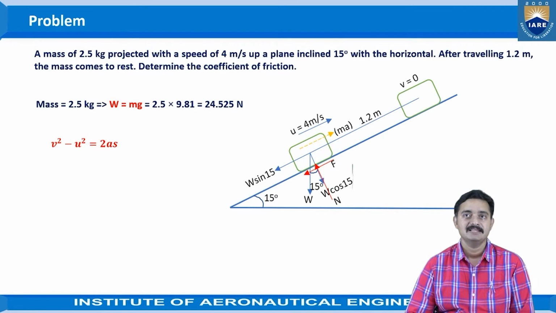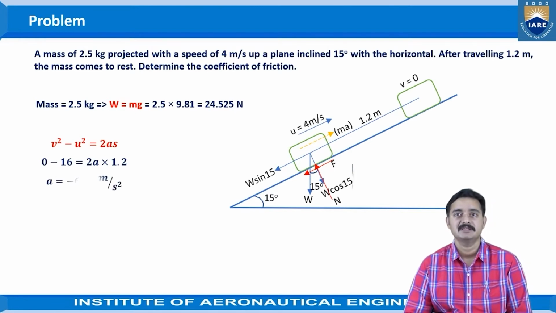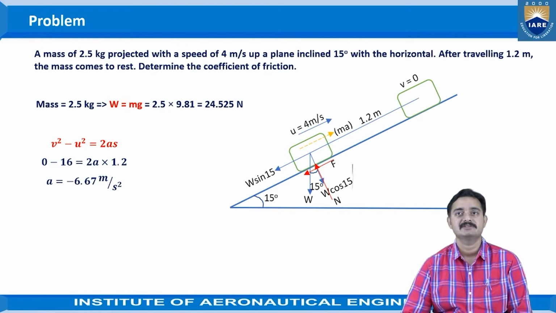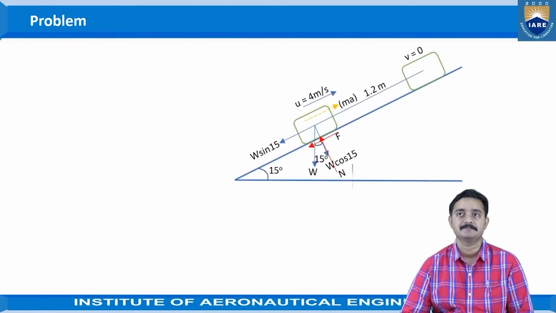And if we apply the equation of motion V square minus U square equal to 2as and substitute the values, we have the final velocity, the initial velocity, and the distance through which the object is moving. From this we ultimately get the value of acceleration as minus 6.67 meters per second square. This represents that it is decelerating.